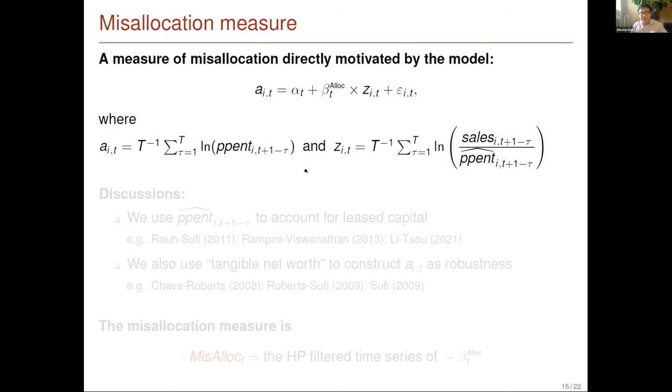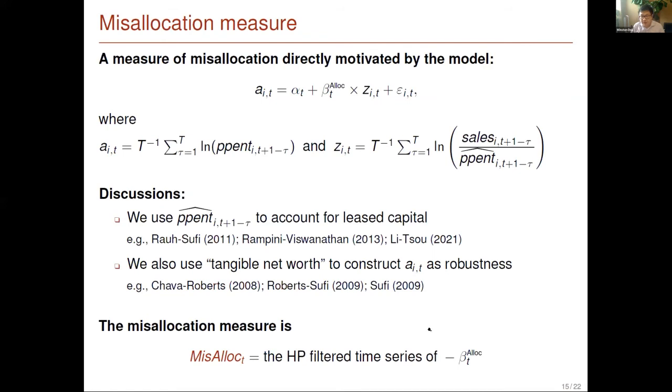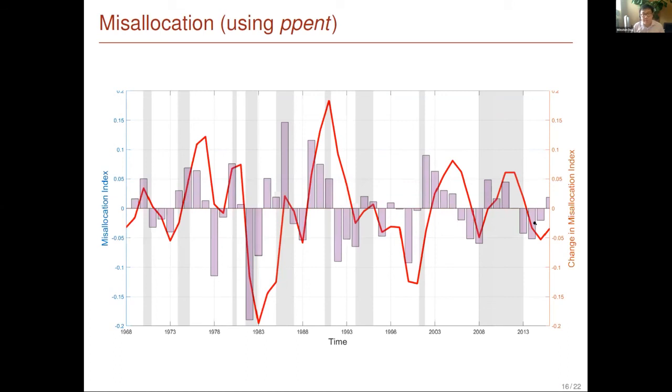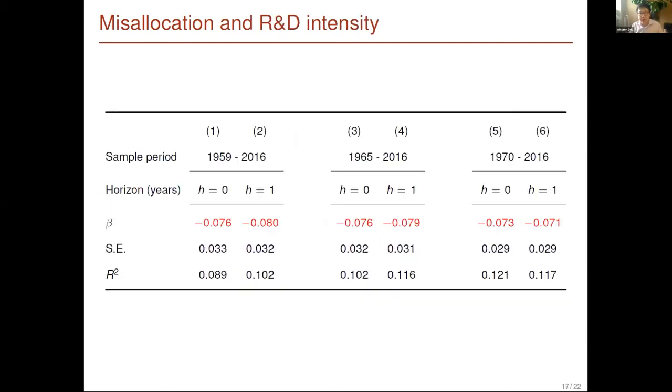So empirically, based on this measure, a very simple covariance measure, in the data we measure the assets of each firm, and we measure the productivity of firm i. We just run this cross-sectional regression, and we get this beta. And this beta, we use the negative beta as the misallocation measure empirically. So it will look like this. The important thing is this misallocation measure is highly countercyclical.